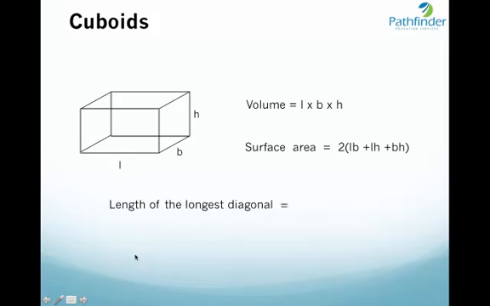The length of the longest diagonal in a cuboid is equal to under root of L square plus B square plus H square, and there you see in the picture this is the longest diagonal of a particular cuboid.